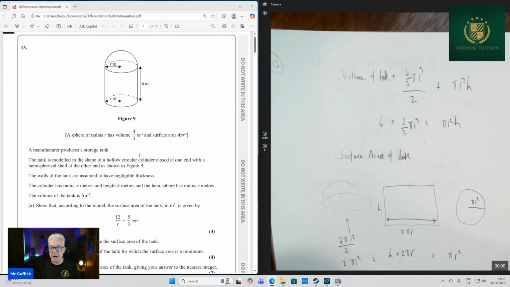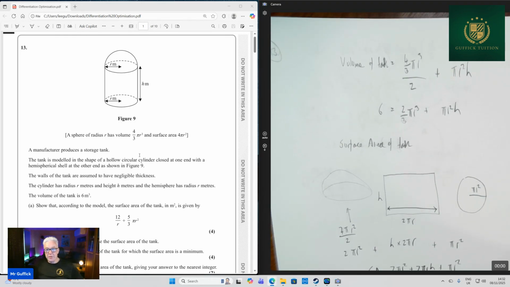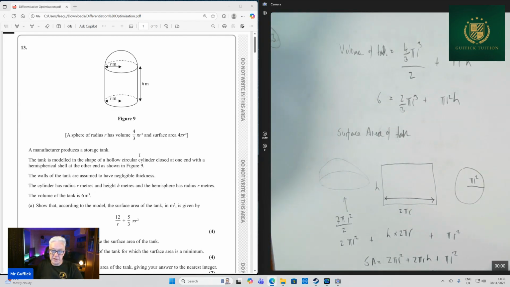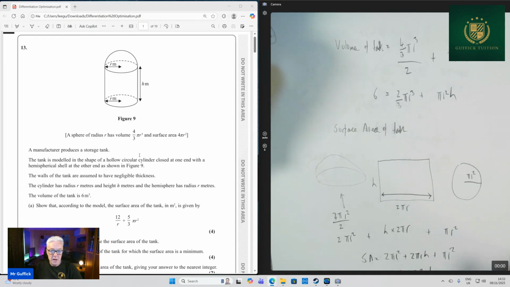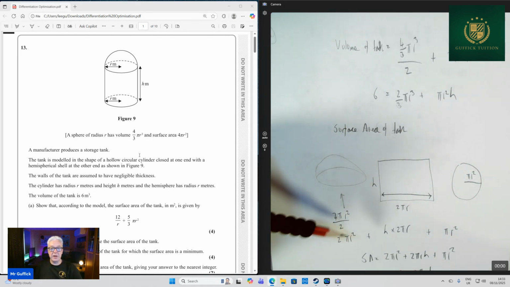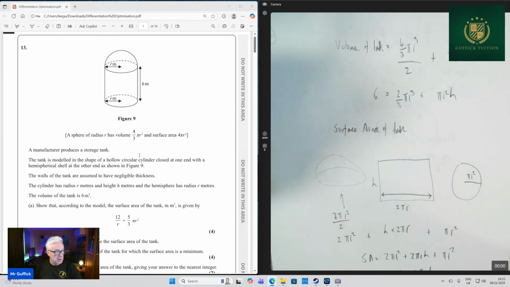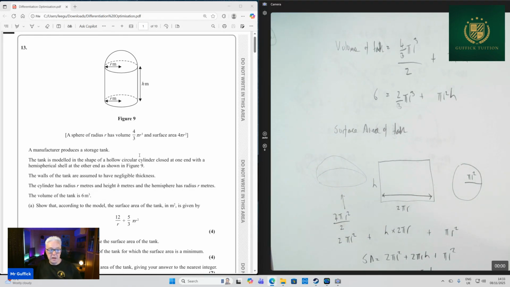Now, questions of this type are all the same. You need to start off by finding an expression for the volume of the tank, and then you find an expression for the surface area of the tank. Then we end up substituting one equation into the other in order to find the expression they're asking for. So I've started this question by finding an expression for the volume of this tank.